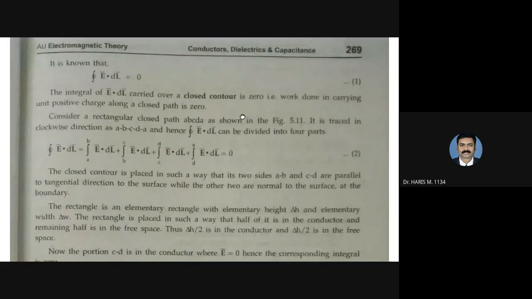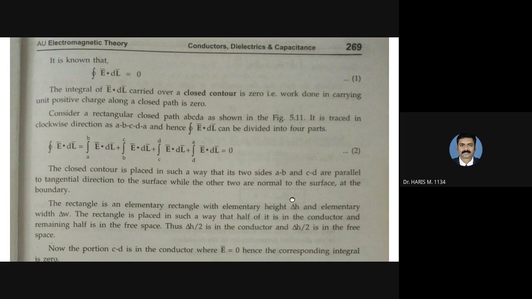We are going to use the equation. Consider a rectangular closed path, and we are going to trace it in the clockwise direction in this way. So this E dot dl will be divided into 4 parts. You apply the limits starting from the start point to the end point. A to B E dot dl, plus B to C E dot dl, plus C to D E dot dl, and then again from D to A E dot dl, is equivalent to 0. Consider this one as equation number 2.